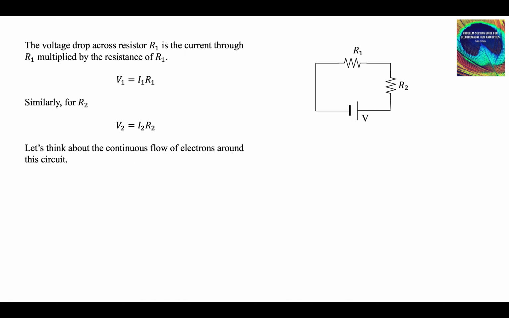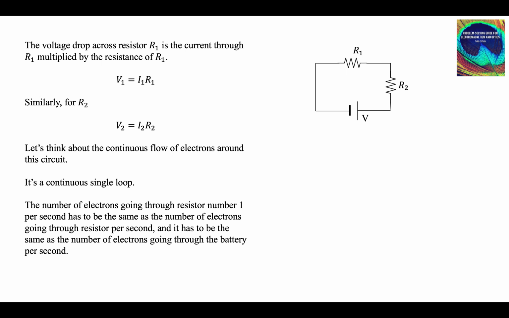So the electrons are going around the circuit. It's a single loop, like a merry-go-round. It's all going around. The number of electrons going through this resistor per second has to be the number of electrons going through this resistor per second if it's one loop. Got to be. Makes sense. There's no branching. Where else can they go?